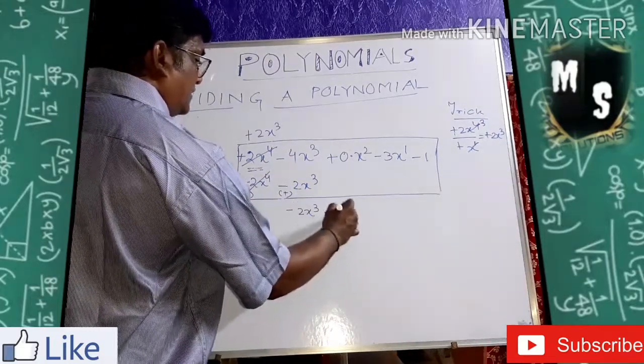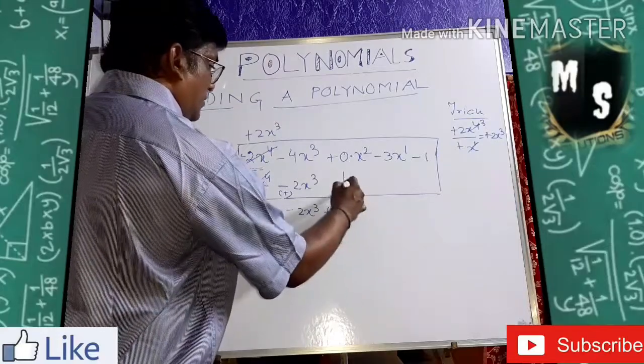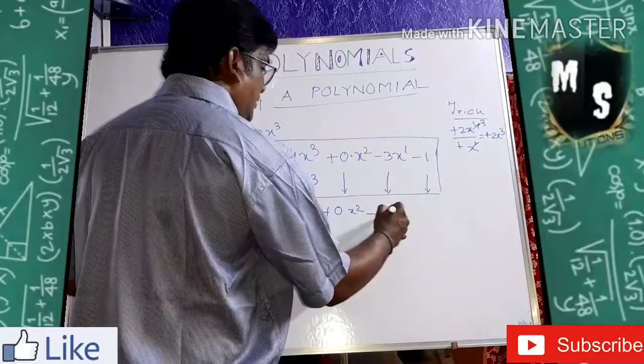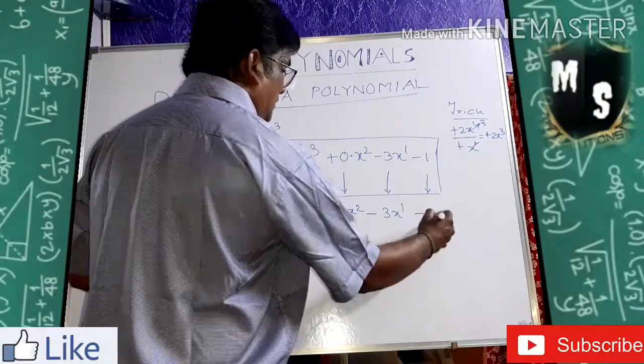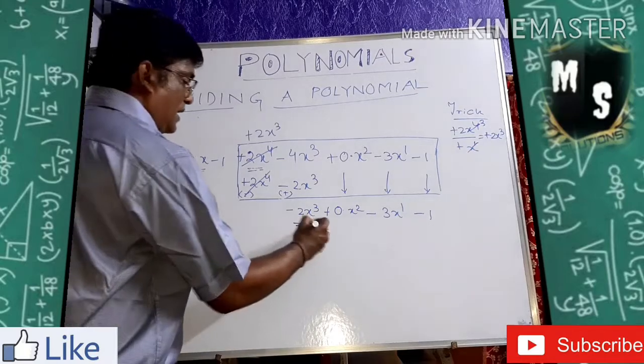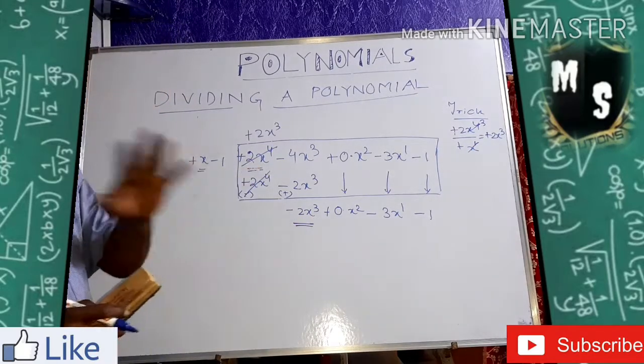Then again write plus 0 into x square. It will come down as usual. Minus 3x to the power 1, minus 1. Understood? Clear? Now you see what the first term is now. I said only the dividend's first term will change.